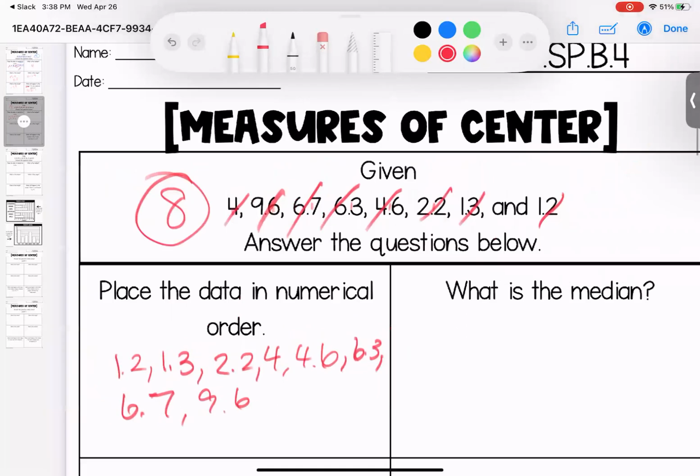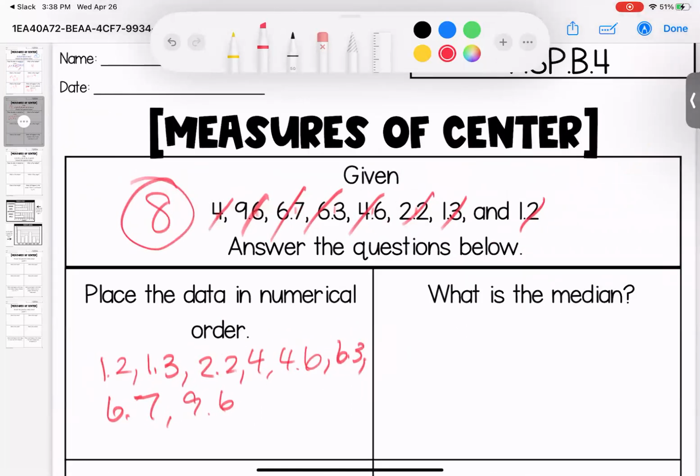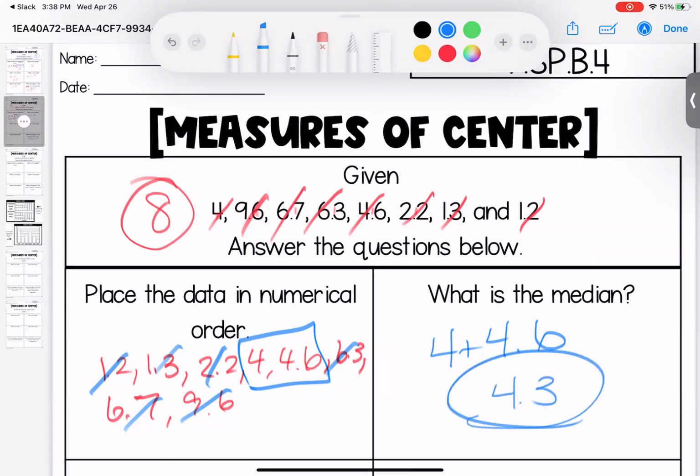And I'm going to start with my median. If I have 8 numbers, that means that my middle is not going to be just 1. So 1, 2, 1, 2, 1, 2. These are my median. So I have to combine them or I have to average them. So I would do 4 plus 4.6 divided by 2 gives me a median of 4.3.